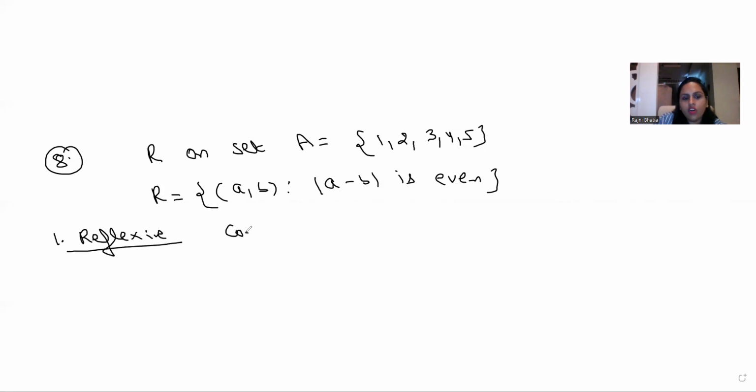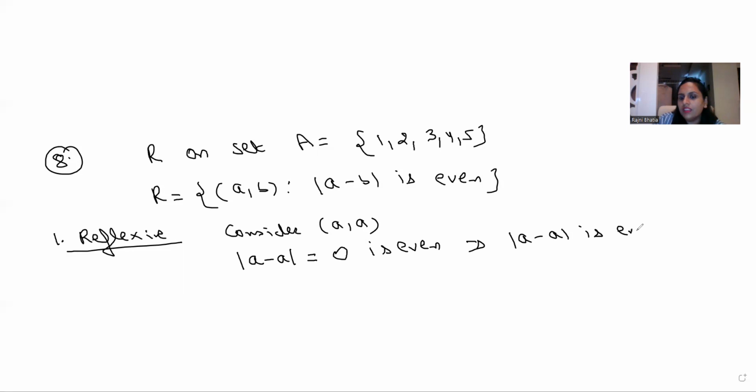So for reflexive, we always write consider (a, a). Now what do we need to check? We need to check that (a, a) belongs to R or not. So for that, if we write modulus of a minus a, that is 0, and 0 is always even. This implies modulus of a minus a is even, and this implies (a, a) belongs to R for all a that belongs to A, and hence our given relation is reflexive.